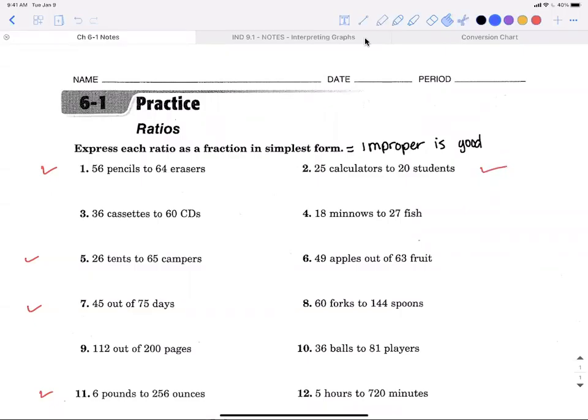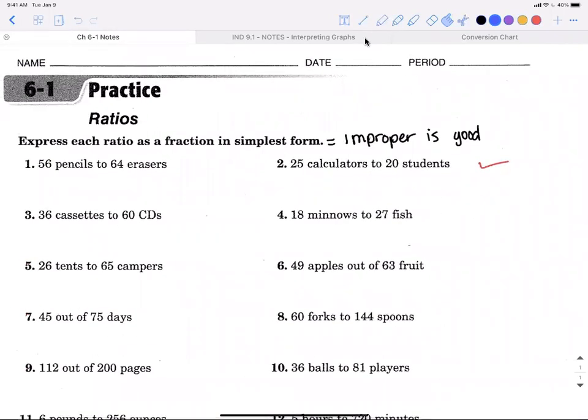All right, 6-1 is ratios, and I've got a little note out here. On your paper, I want you to write the words "simplest form equals improper" here, okay? And the reason I want you to write that is because in previous chapters, when it has said write it in its simplest form, we always turn it to a mixed, and that's the correct thing to do, okay? Simplest form equals improper. Yep.